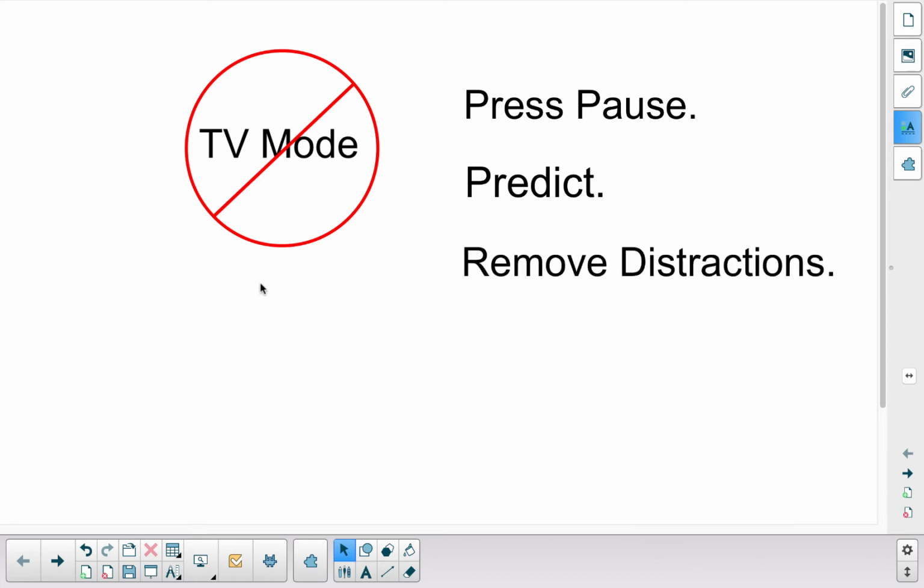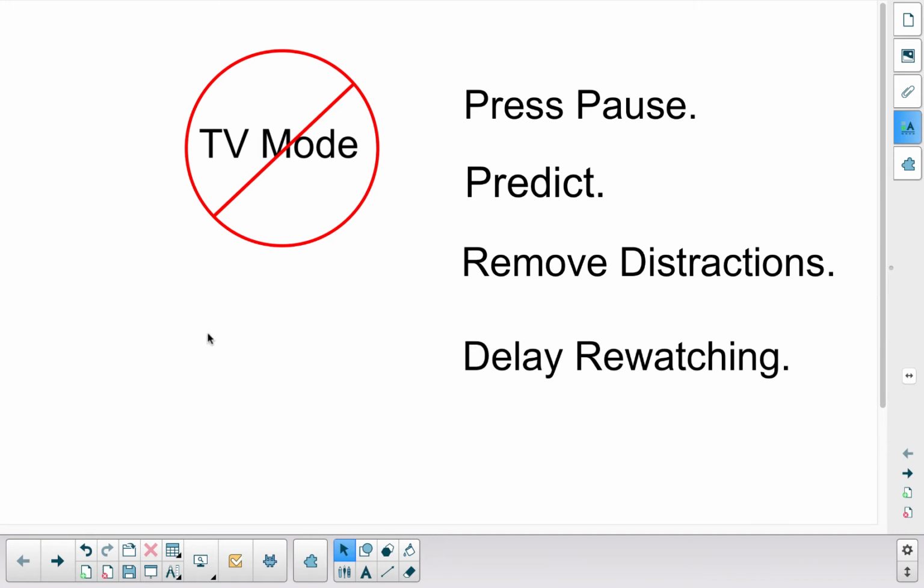Of course, you want to remove distractions. I know for me, when I watch TV, I often have my cell phone nearby, which is fine for watching TV because I'm not going to be quizzed on my favorite TV show. But eventually, you're going to want to know what you need to do academically to be successful. And if you have your phone during an important part of the video, you might not catch what you need to catch.